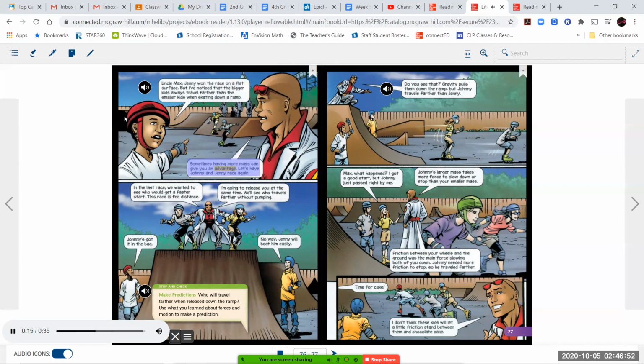Let's have Johnny and Jenny race again. In the last race, we wanted to see who would get a faster start. This race is for distance. I'm going to release you at the same time. We'll see who travels farther without pumping. Johnny's got it in the bag. No way! Jenny will beat him easily.